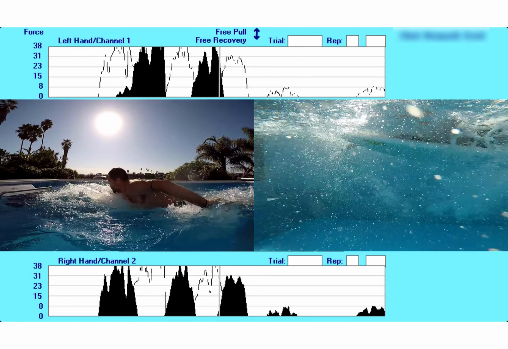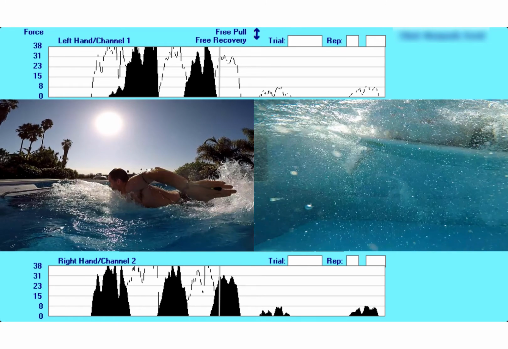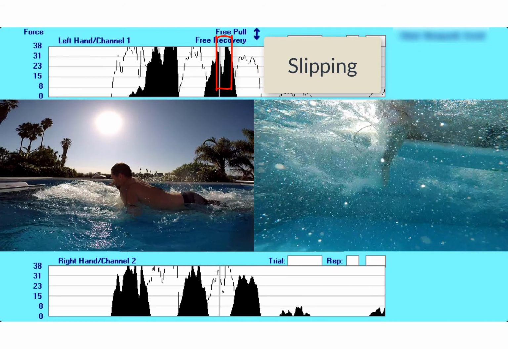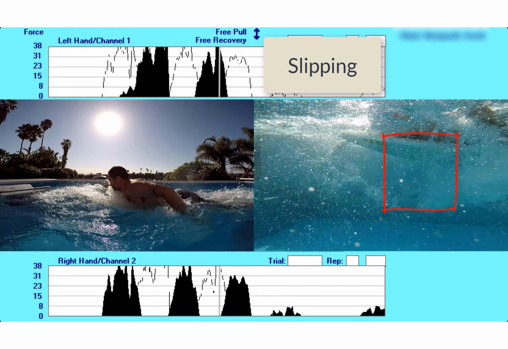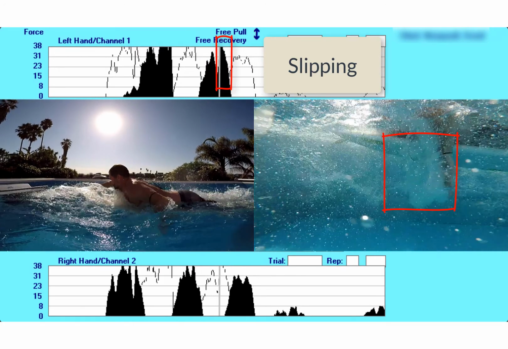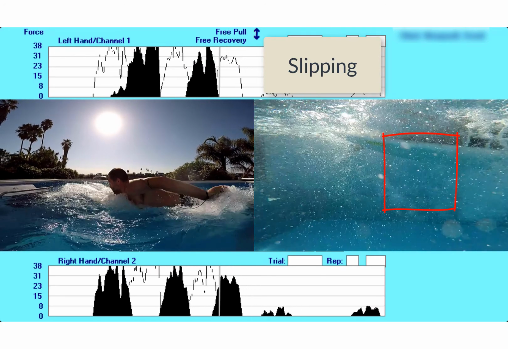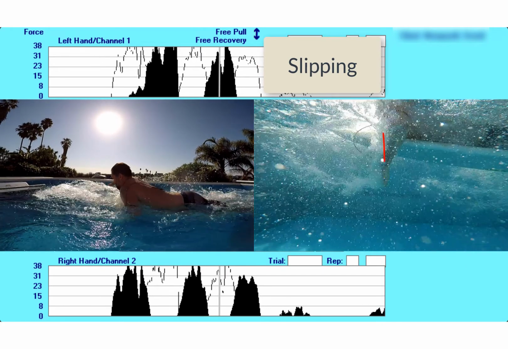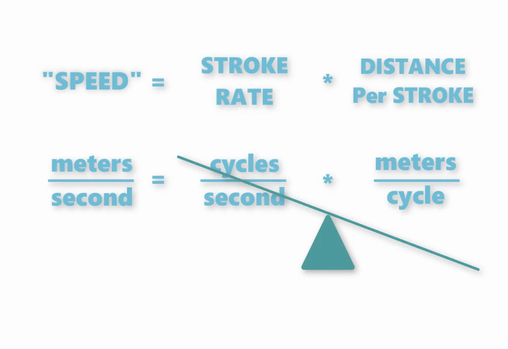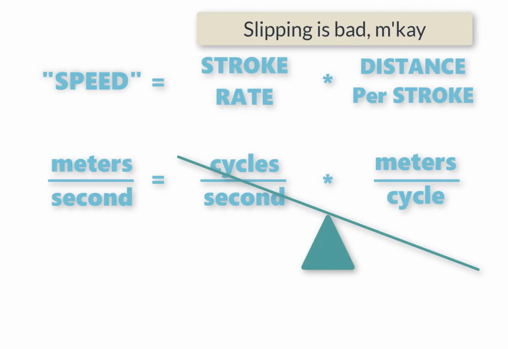In addition, when the arm stroke is rushed, a phenomenon called slipping is much more prevalent, and slipping is a sign that we're being inefficient with our energy and ineffective with our propulsion. I go into way more detail in the Surfing Paddling Academy online course, but for now, all you need to know is that slipping is a bad thing.